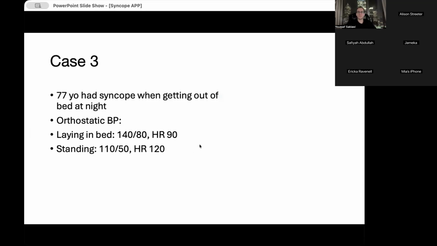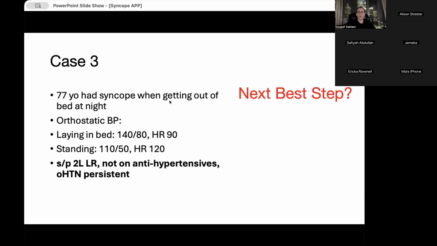So we have, I think, maybe our last case. A 77-year-old patient had syncope when getting out of bed at night. We got the orthostatic blood pressures, and he was orthostatic. We gave him 2 liters of fluids. He's not on any antihypertensives, and he's still orthostatic. So what would you all do next?